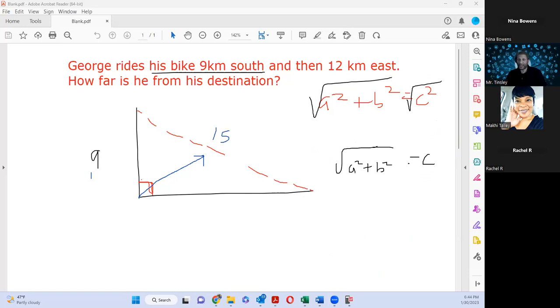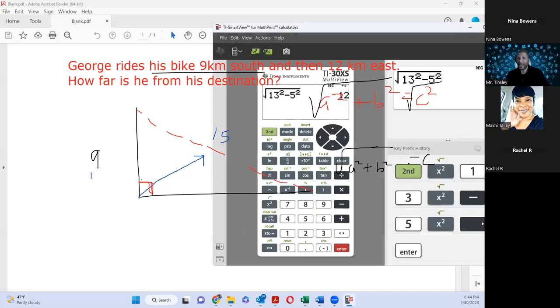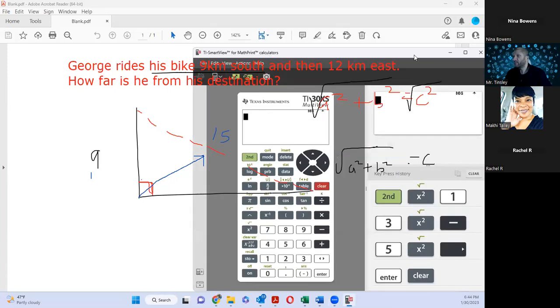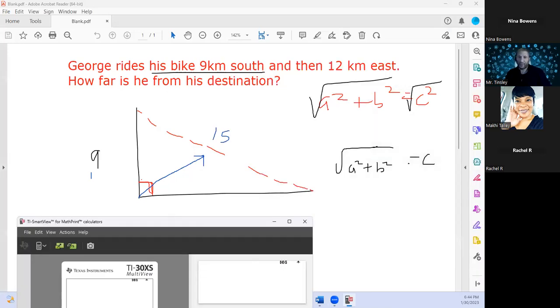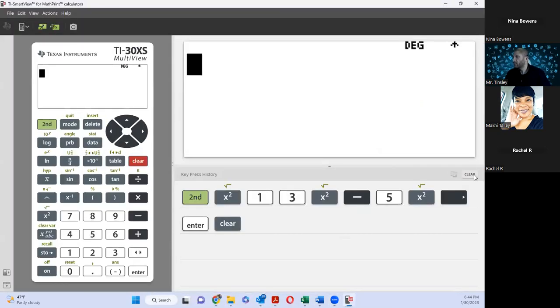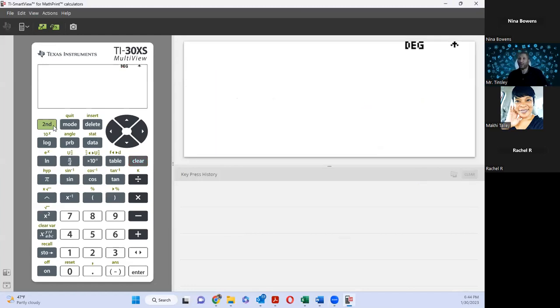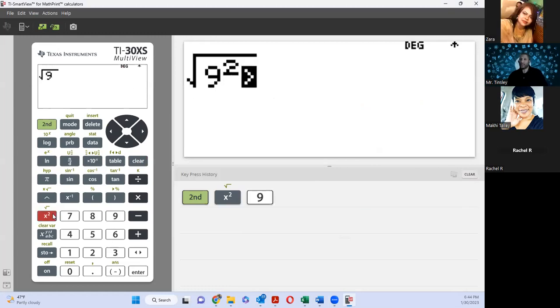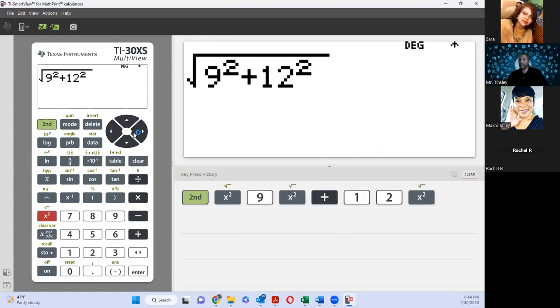Now grab your calculator and watch how easy this question becomes. Let me clear the whole thing out first, because you can't see it. 9 and 12 are the two legs. Instead of spending two or three minutes on a problem, watch this. Second, square root, 9 squared plus 12 squared. Get out of the square root, press enter. I'm done. 5 to 10 seconds.